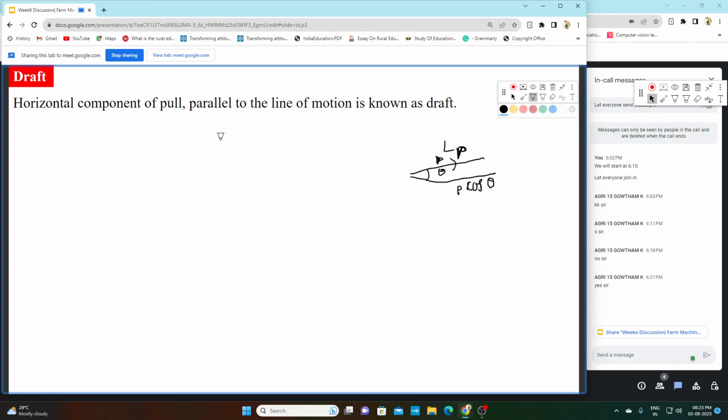Now there is another component associated with the draft: the draft should be parallel to the line of motion. What happens is, for some implements the line of pull is not aligned with the line of motion of the tractor. Take the example of an offset harrow or some other implement, like a moldboard plow. In all those implements, our line of pull is not aligned with the line of motion of the tractor.